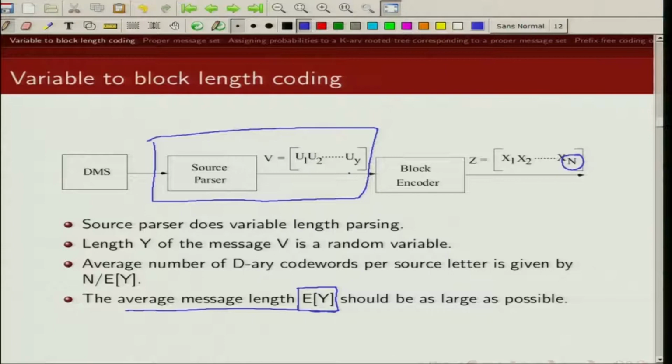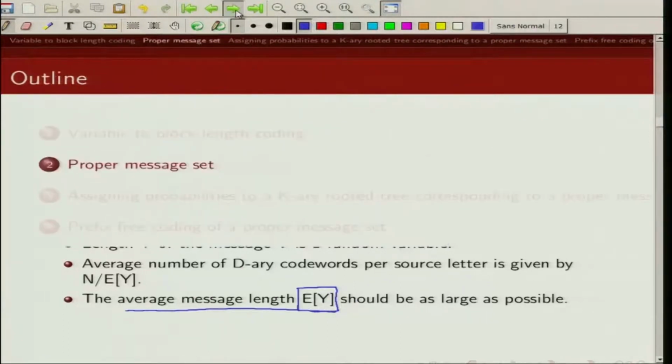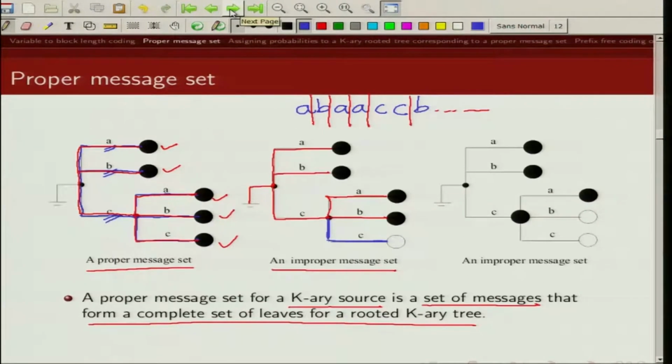So I would like to maximize my expected value of y, and so I have to design my source parser, which will parse these input streams into blocks of data, and then I will map these variable length blocks into code words. So what this proper message set we just showed you with an example was, if I choose a proper message set like this, I am able to parse any ternary input set into blocks of data. Here the blocks are A, B, CA, CB and CC.